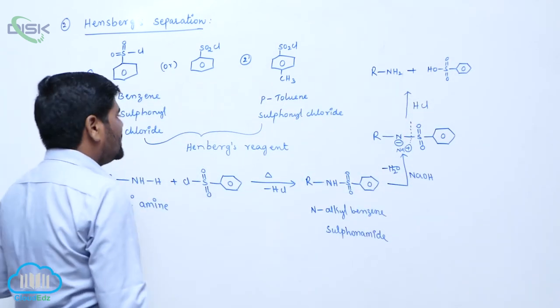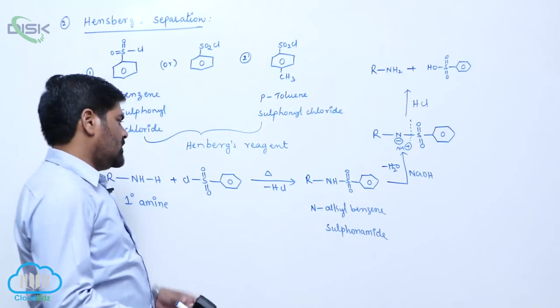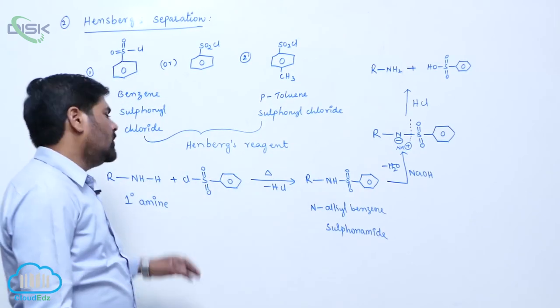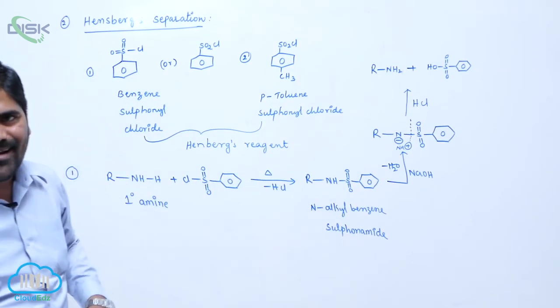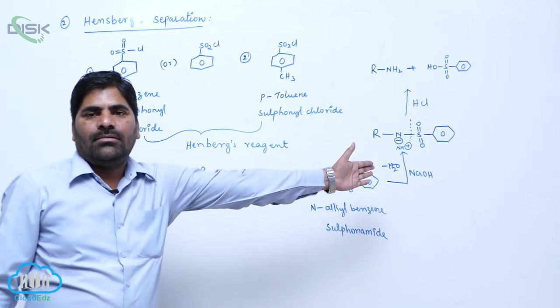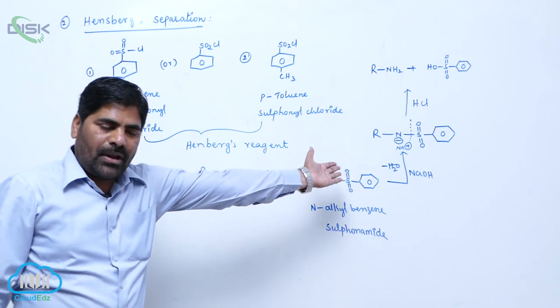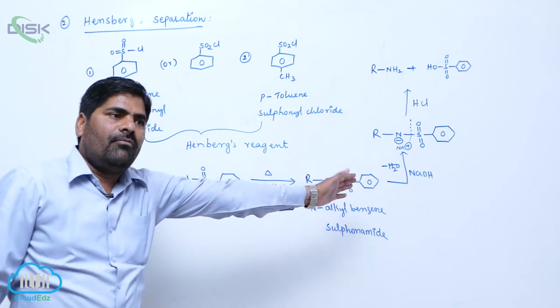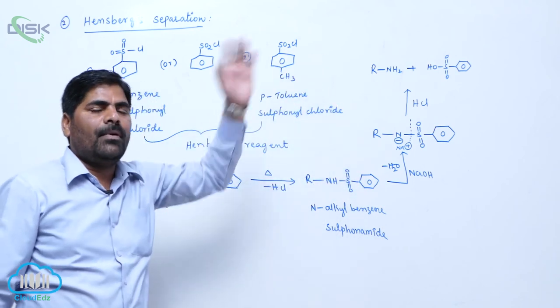So like this, which amine is separated? The primary amine is separated. So we are taking a mixture of primary, secondary, tertiary. So the primary amine is soluble in base, followed by acidification to form the primary amine.